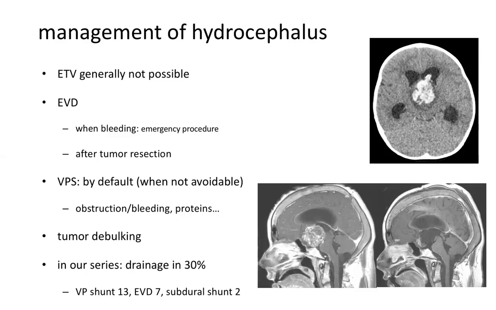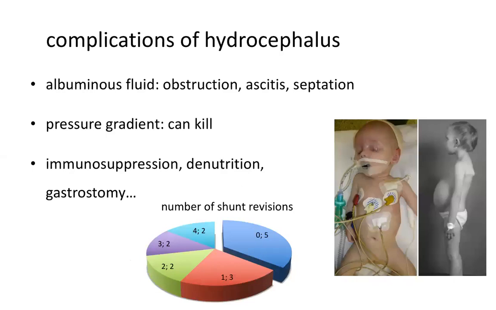The illustration below shows a large chiasmatoventricular tumor in a child who became a teenager and developed repeated shunt obstructions, which were very badly tolerated, with coma and vision loss. In the end, we did a tumor resection, which was satisfactory, but subtotal, of course, and then the patient did not need any shunt revision. So in our series, hydrocephalus affects 30% of our patients. 13 had a VP shunt, 7 had an EVD, and 2 a subdural shunt.